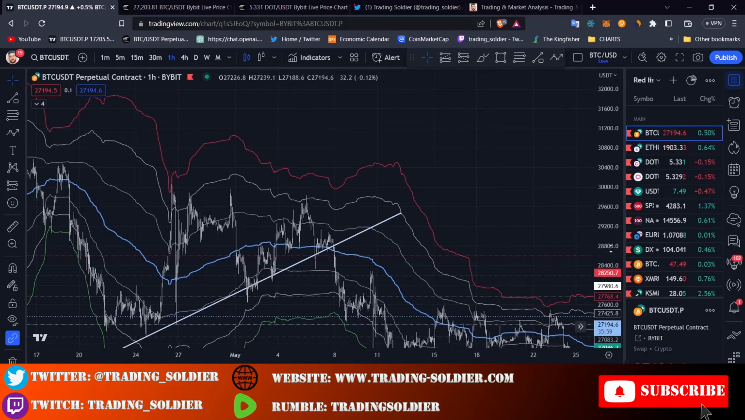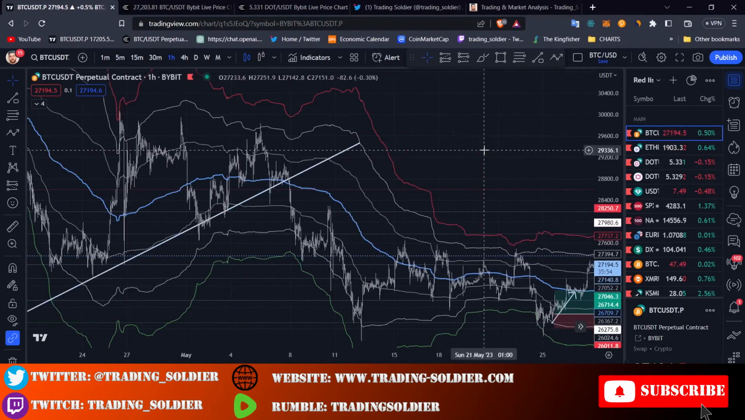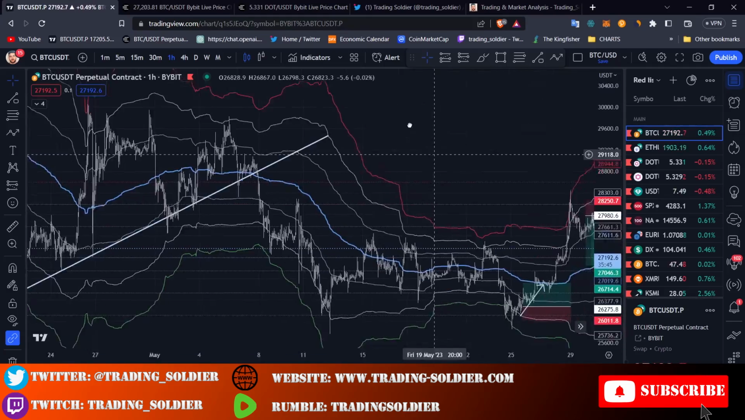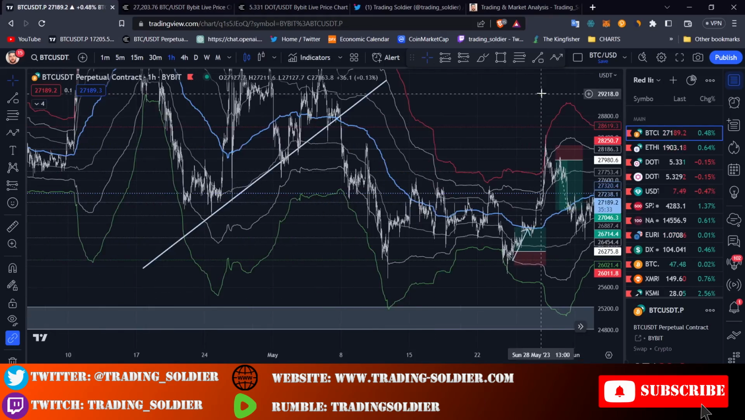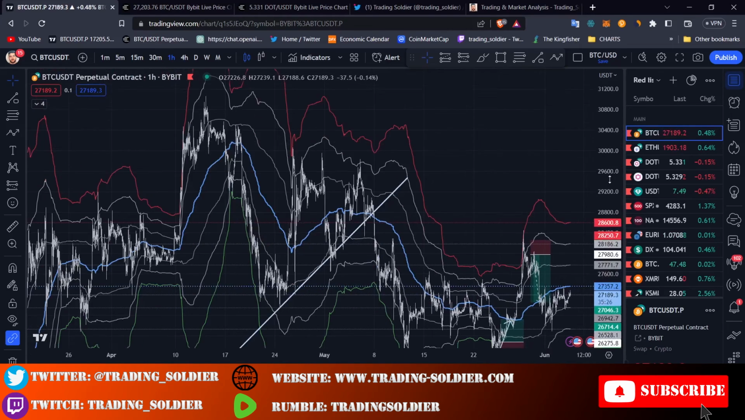But here you can find a lot of examples. For example, here the price touches the upper band of the VWAP. You take a short into the VWAP, okay? Again, here, this time it touched the second band on the downside of the VWAP, and then bounced into the VWAP again.